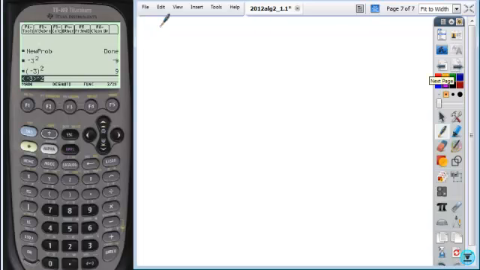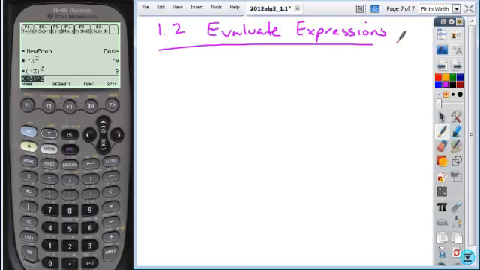programmed in. In addition to that, you need to be able to evaluate expressions. So evaluate expressions means you take an expression, you plug in a number for it, and you identify and simplify the result. And so an example of this would be the following.